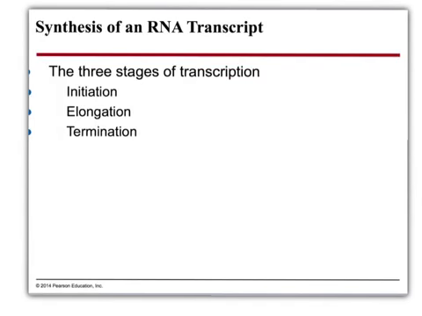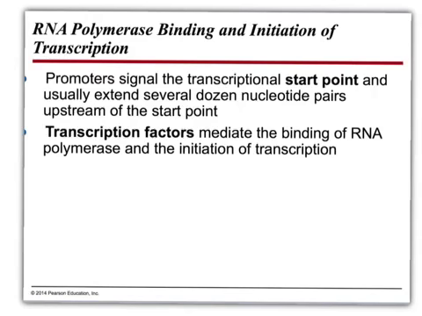So you have your three stages of transcription. We're going to talk about initiation. All right? So we have promoters. Promoters are important in placing the RNA polymerase at the right start point. Okay? Get it lined up correctly so that it can do its job and produce the right sequence. All right?